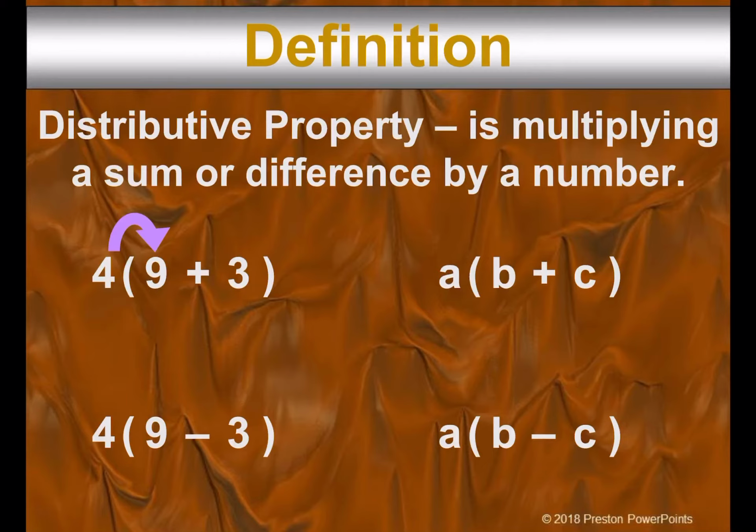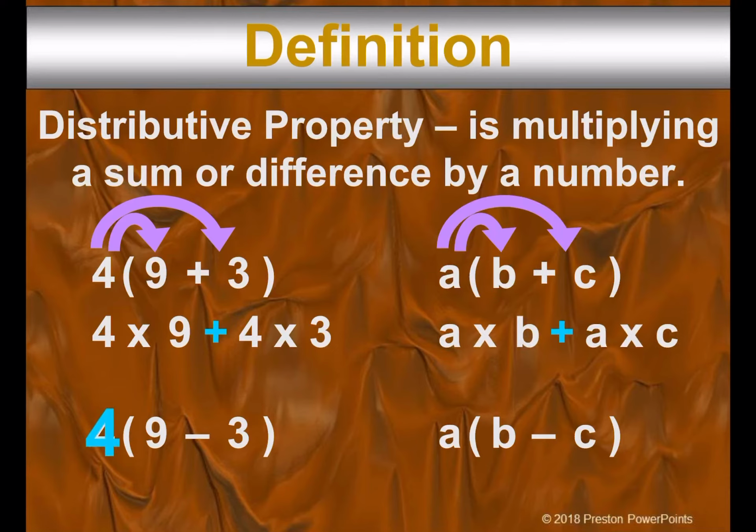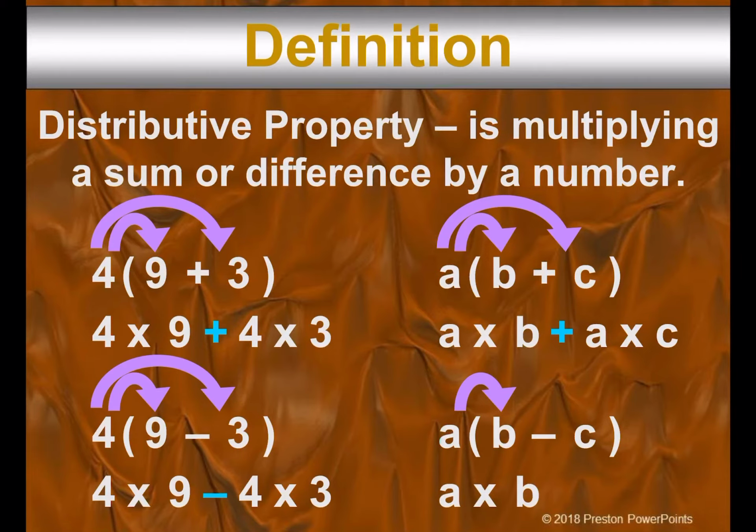So if we go 4 times 9 plus 4 times 3, or this one would be A times B plus A times C. And this one would be 4 times 9 and then subtract 4 times 3. And then this last one would be A times B and then subtract A times C.